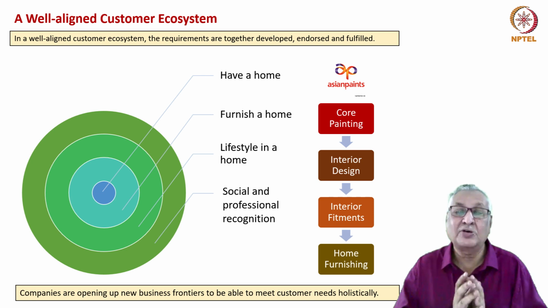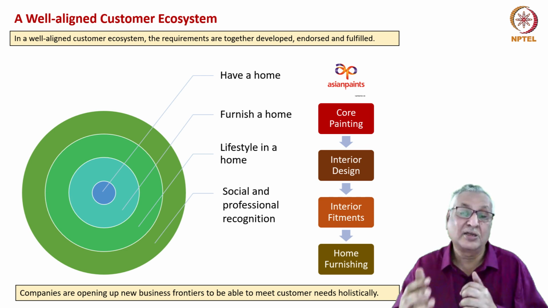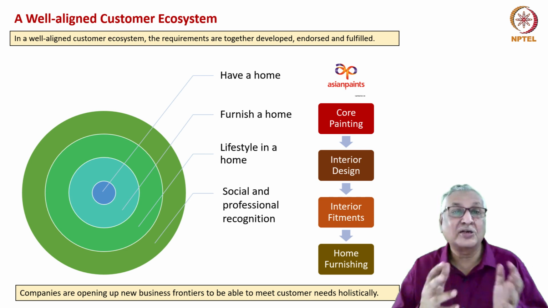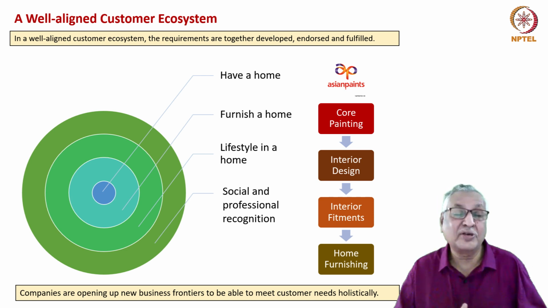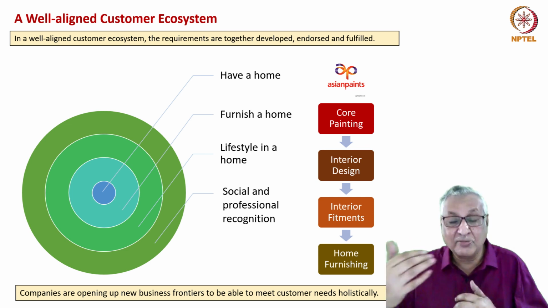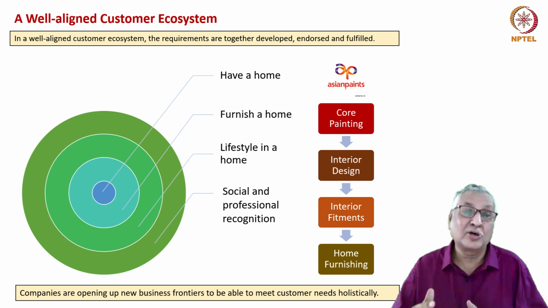As an individual, I want to have a home. Then I want to furnish the home. Then I want to have a good lifestyle in a home. And I would be part of a social and professional recognition as a goal. Now, Asian Paints is a company. It has understood that there is a customer ecosystem beyond just paints. The company is not in just surface protection. It started moving into surface attraction. Now it is thinking about total alignment with the home system.